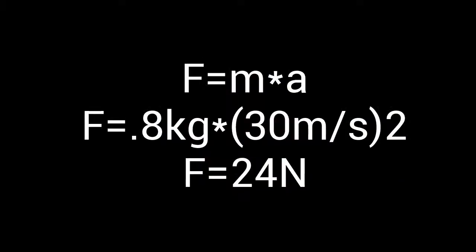In order to find the force applied to the javelin, you must know the acceleration and the mass. The mass is 0.8 kilograms, and the acceleration of Hohn's throw is 30 meters per second. To find the applied force, you have to do the mass times acceleration, and when you multiply 0.8 by 30, you get 24 newtons of force.